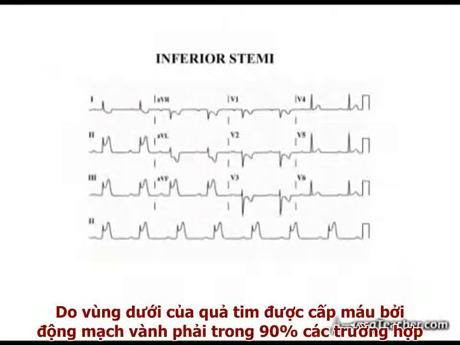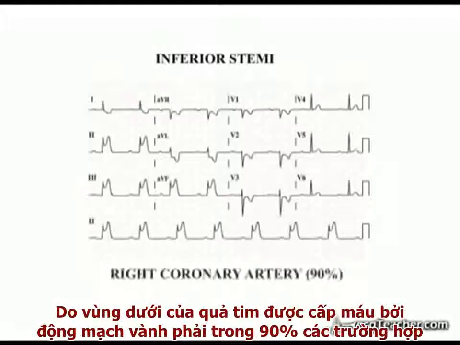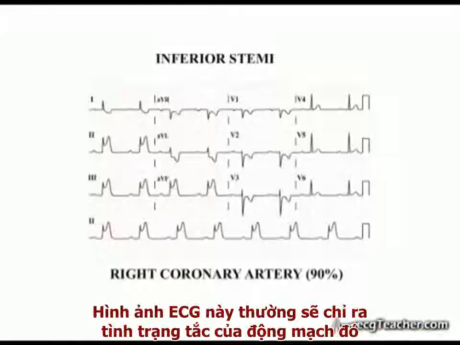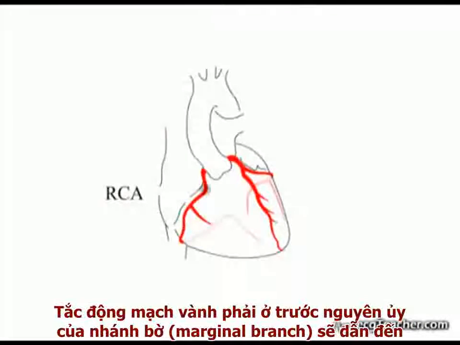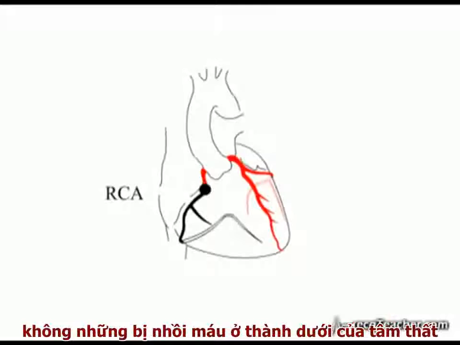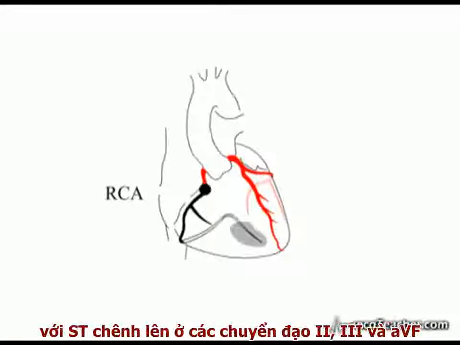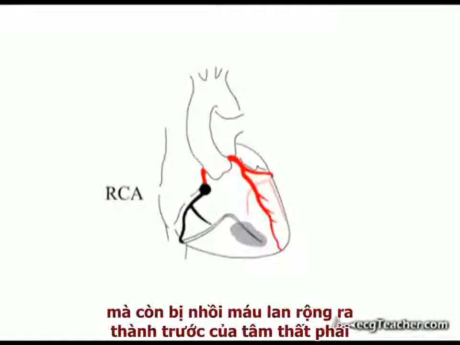As the inferior surface of the heart is supplied by the RCA in 90% of people, this ECG pattern usually indicates obstruction of that artery. Blockage of the right coronary artery proximal to the origin of the marginal branch will result not only in infarction of the inferior surface of the ventricles, with ST elevation in leads 2, 3 and AVF, but also in extensive infarction of the anterior wall of the right ventricle.